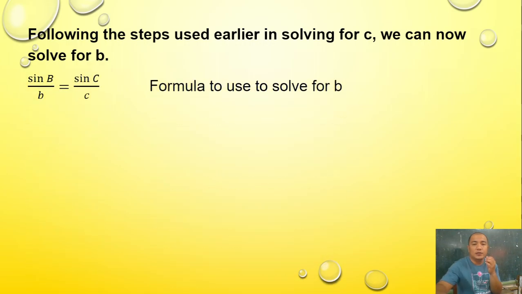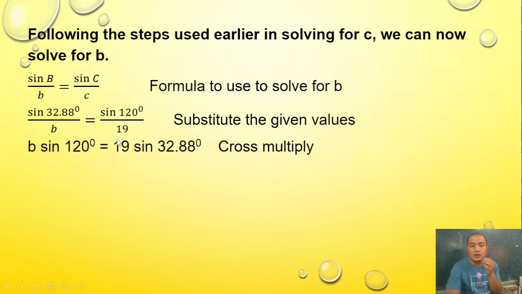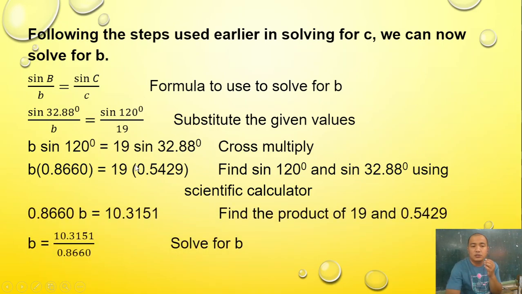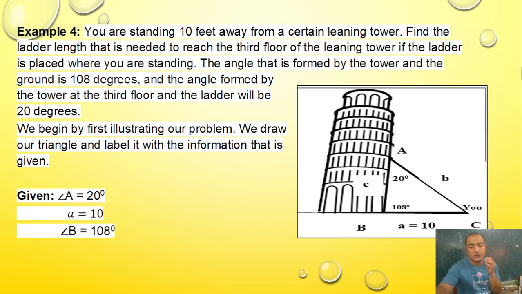Now to solve for side C, use the law of sines. Sine B over B equals sine C over C. Sine 32.88 divided by B equals sine 120 over 19. Cross multiply. Then multiply 19 by sine 32.88, and divide it by sine 120. The answer, in your calculator, is 11.91 units.